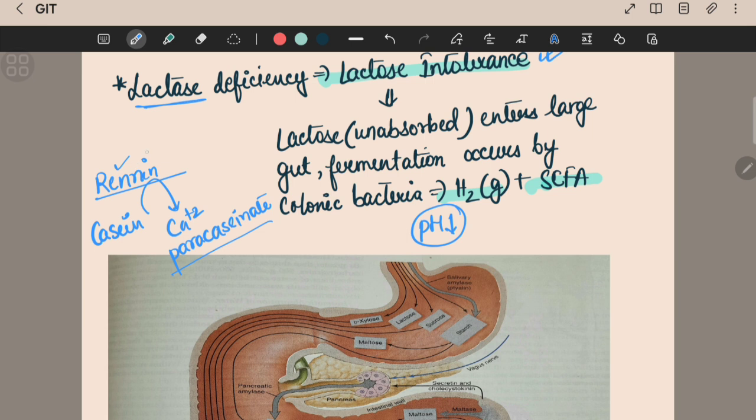But with age, what happens? This rennin actually decreases, and lactase is also present. Yes, for digesting the milk sugar, lactase is present in children, but with age, the quantity of lactase actually decreases. So that's why after a certain time we develop lactose intolerance.